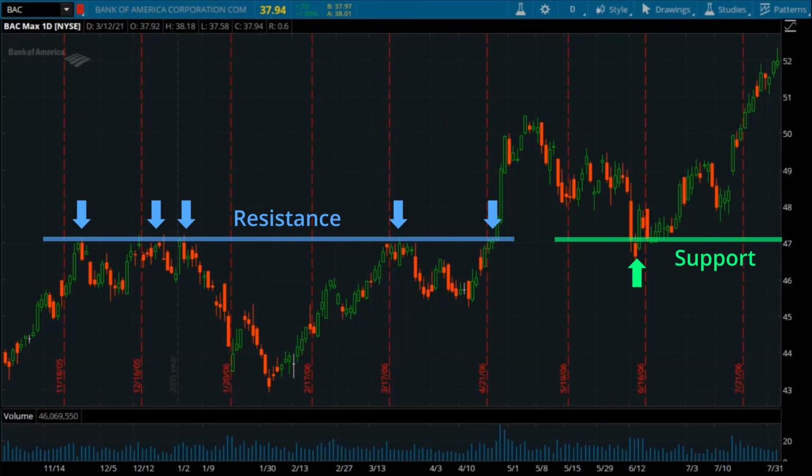So this type of support and resistance can happen not just for horizontal lines, you can also find them with trend lines and moving averages as well. So that's it. These are the 4 types of support and resistance.